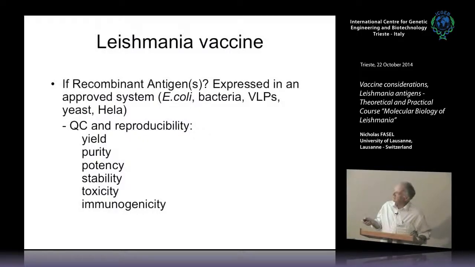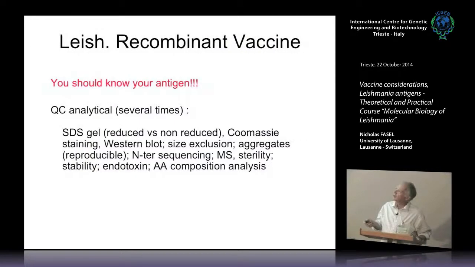QC and reproducibility: the yield, purity, potency, stability, toxicity, immunogenicity. That's what you have to do. You should know your antigens. So it means you have to make QC analysis. For example, for a recombinant, SDS gel in reduced versus non-reduced condition, Coomassie staining, Western blot, size exclusion. Do you have aggregates or not?